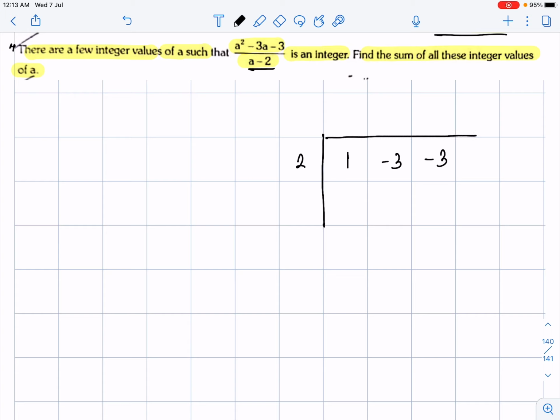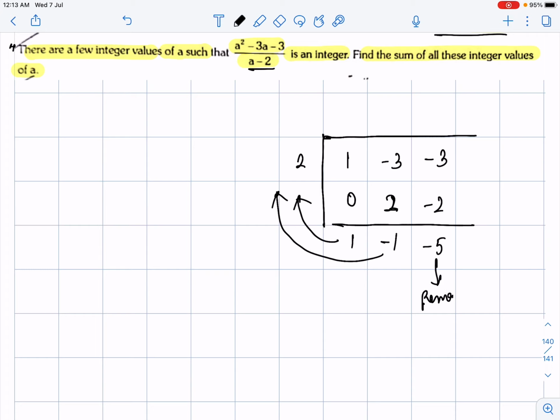So first 0 will come, then 1 plus 0 is 1. 1 multiplied by 2 will be 2. -3 plus 2 is -1. -1 multiplied by 2 is -2. So -2 minus 3 is -5. So this is the remainder. And this is the quotient.